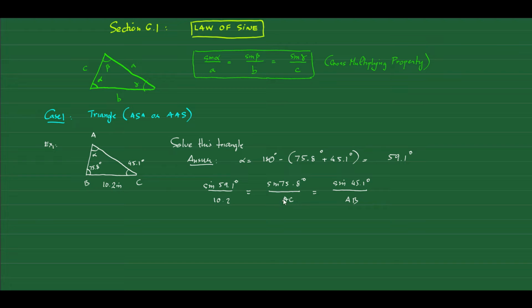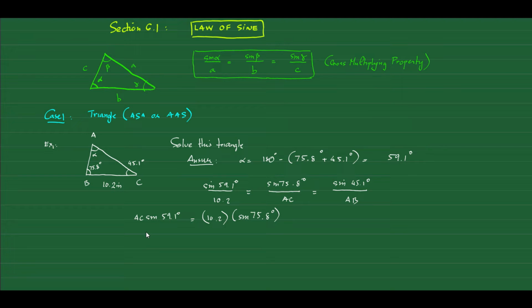So our job is to find AC and AB, and you see this is a proportion. We can use cross multiply. We just go ahead and pick up this part of the proportion. So we're gonna pick this one, and we cross multiply. So we're gonna have AC sine 59.1 equal to 10.2 times sine 75.8.